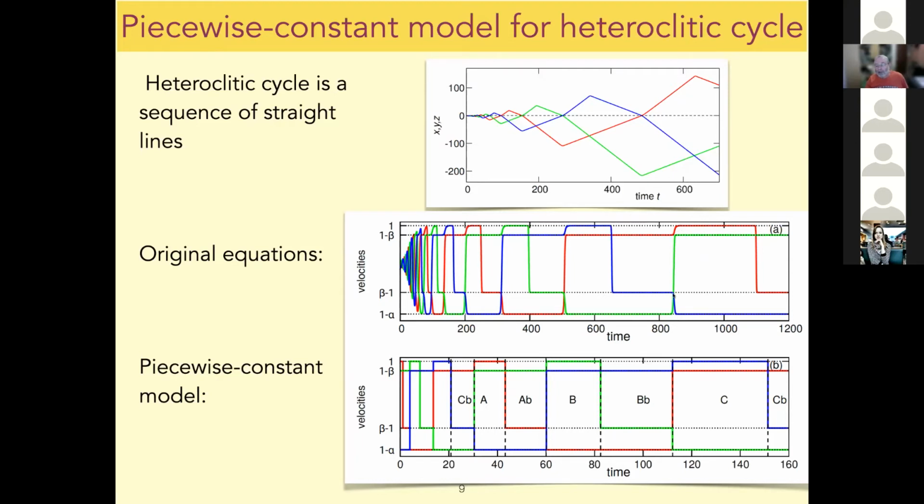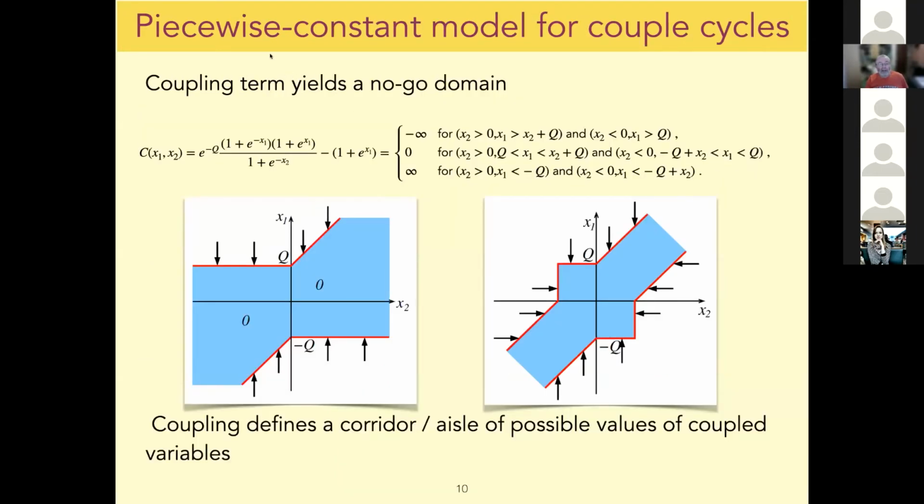In reality, the switching is not instant but continuous. But these time intervals become less and less important as you go further and the period becomes very large. So we expect that this piecewise constant model really captures the properties of the heteroclinic cycle. And now we try to apply it to the coupled cycles.